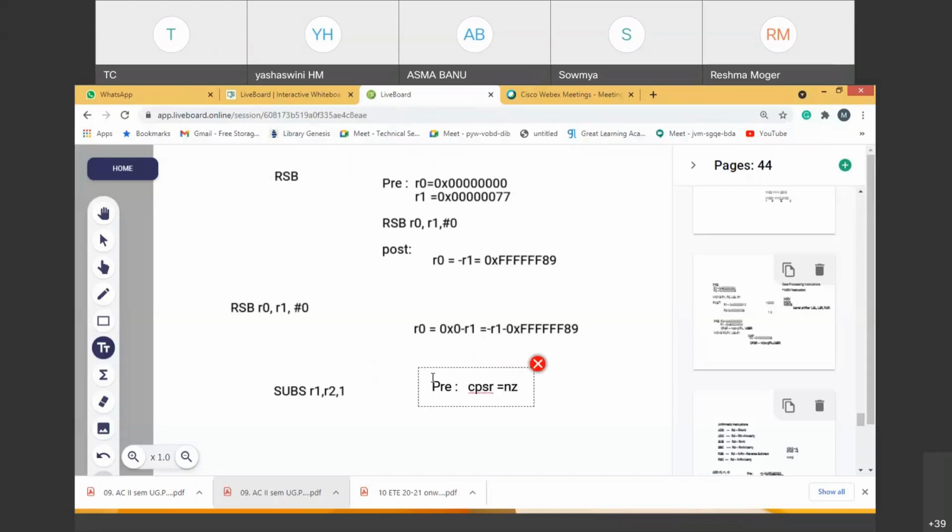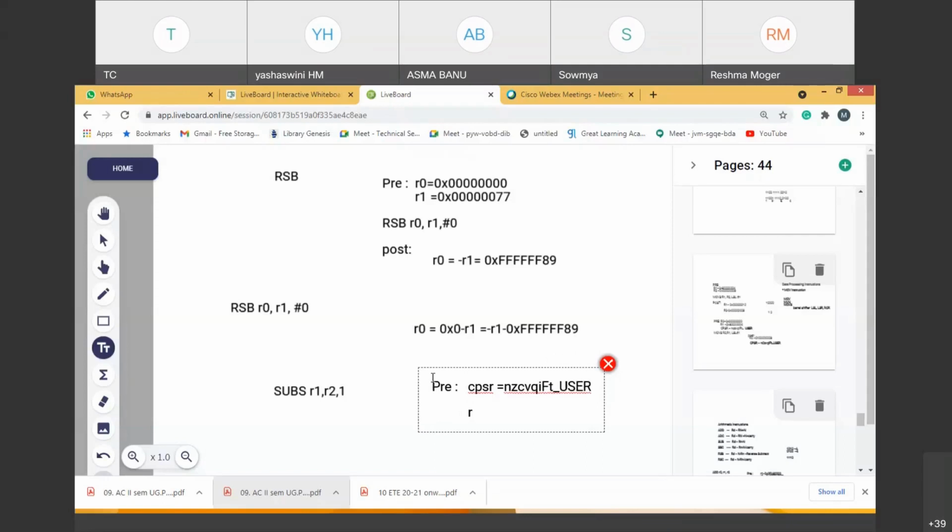NZCV: negative or sign flag, zero flag, carry flag, overflow flag, then the interrupt flags IF, and T stands for Thumb instruction or ARM instruction. You are using ARM instruction as the default. User is the mode. So this is the before state, pre. All are small letters, n z c v, so that you should not forget to write.